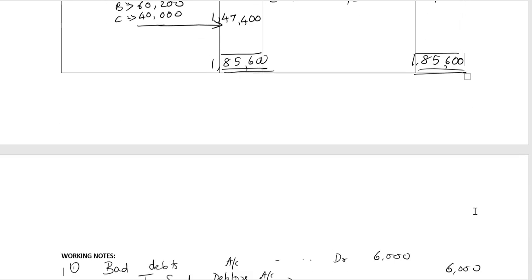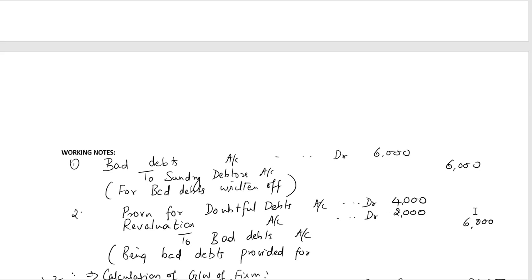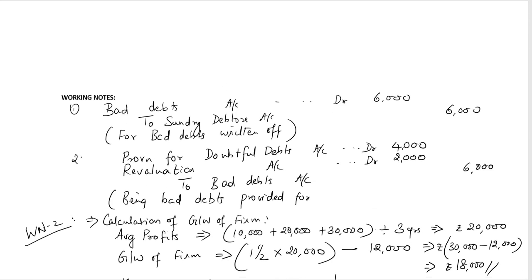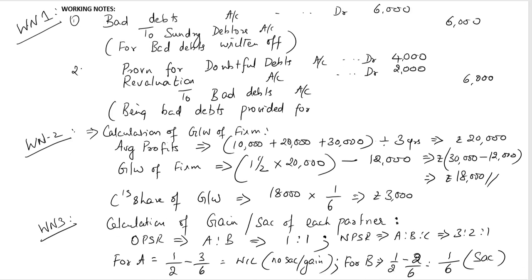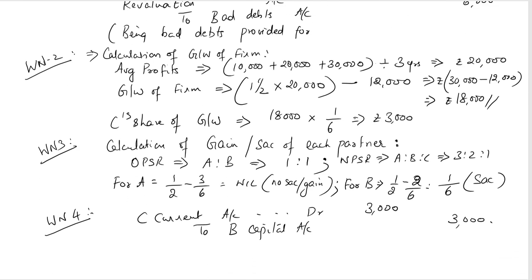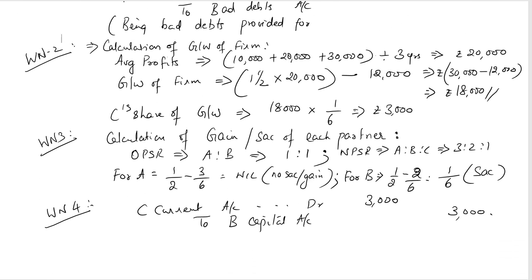And finally, the working notes. This was the first working note for the treatment of bad debts and provision for doubtful debts. The second working note was to calculate the firm's goodwill. The third working note was to calculate the gain and sacrifice of each partner. And the final working note was to pass the journal entry for treatment of goodwill.